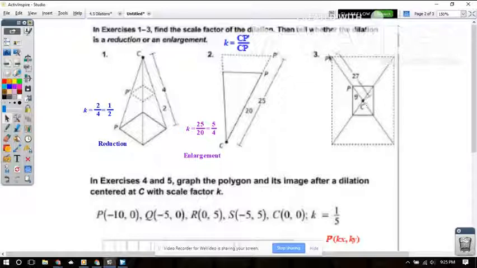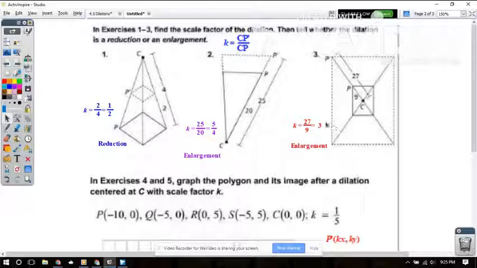All right, number 3. CP prime is 27. CP has a length of 9. And so we have 27 over 9, which is 3. So our scale factor is 3, which means this figure is 3 times larger than the original. And this is an enlargement.